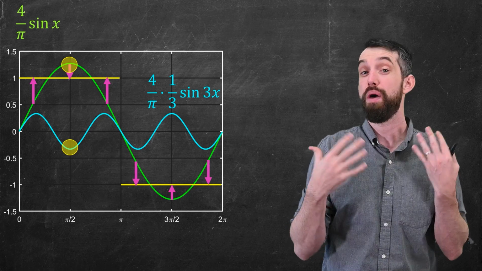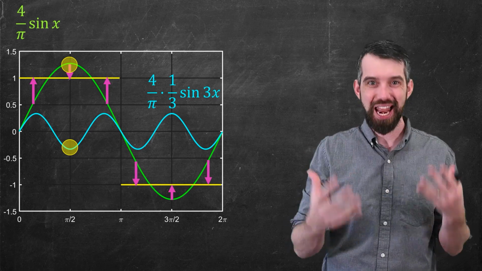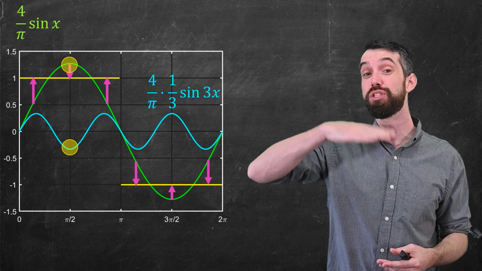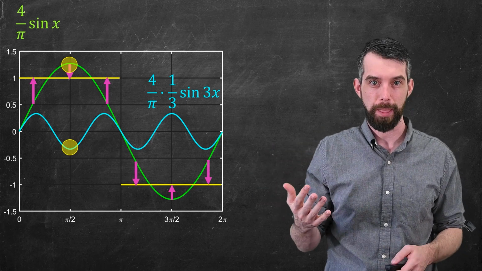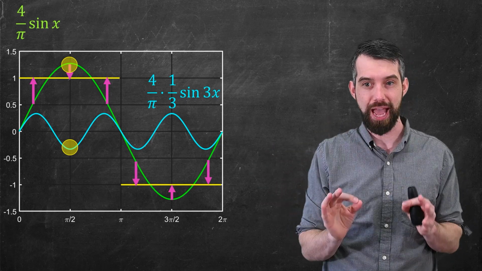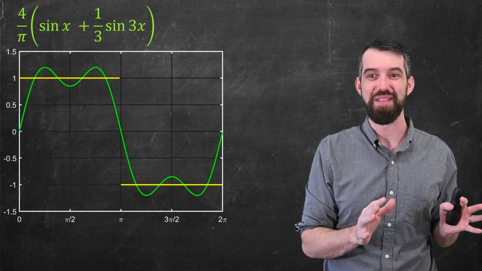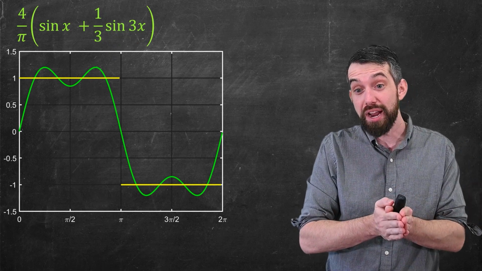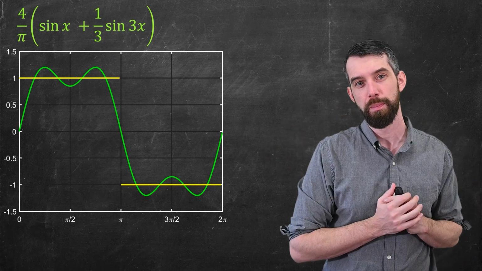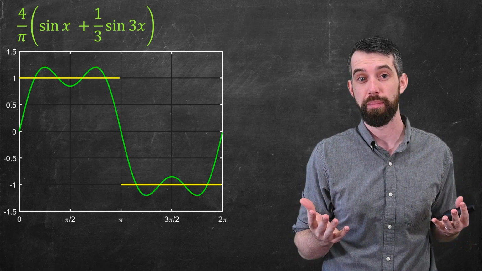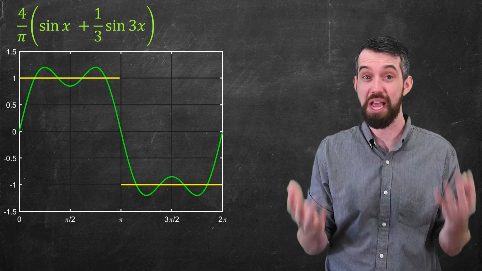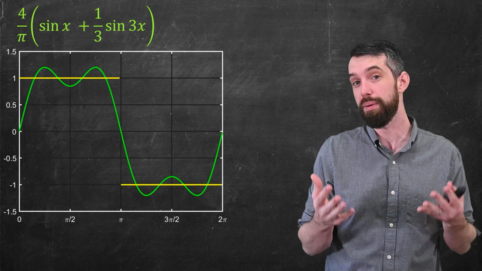And then the fact that there's a 1/3 out the front means that this thing that I'm introducing has a much smaller amplitude than the original. Okay, if I add these together, here's what you get. So 4 over pi out the front of sine of x plus 1/3 sine of 3x is this function. I think it's a better approximation. Still not perfect. Still definitely a difference between the green and the yellow, but better.